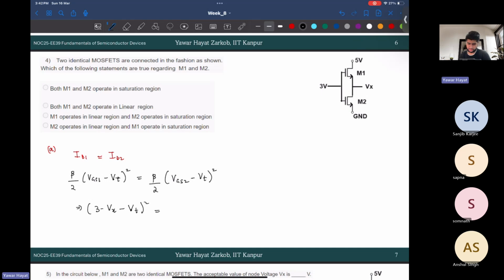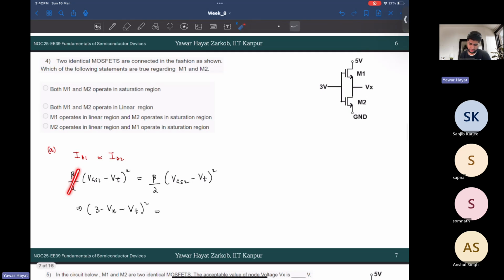That is equal to, I cancelled out this beta since both are identical MOSFETs. Now, what about VGS2? What would VGS2 be equal to? 3 minus 0, sir, 3. So (3 minus Vt) whole square. And the only way this equation would be satisfied is when Vx is equal to 0.